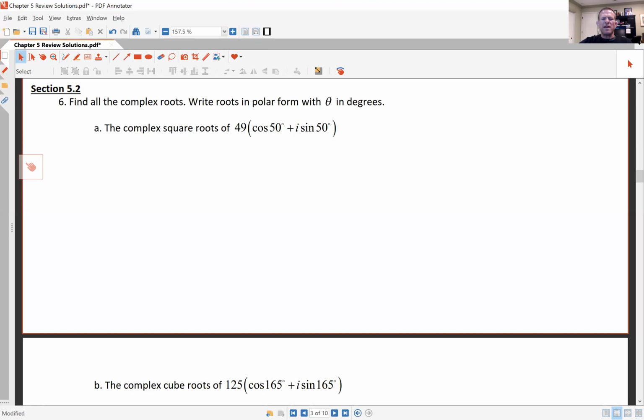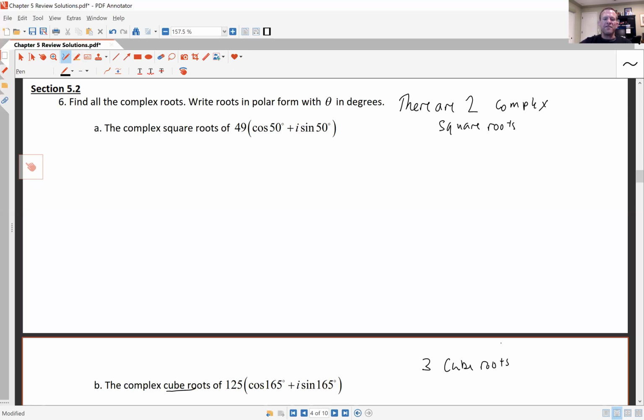And the other thing that we have to always remember is that when you're finding complex square roots, there are always two. There are two complex square roots of any number. And when you find cube roots, there are 3 cube roots, and so on. If you have to find the 5th roots of a number, there's always 5 of those. So we have to be a little extra careful when our powers on our complex numbers are fractions.